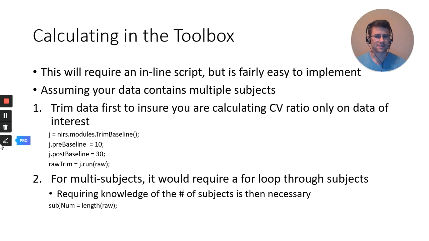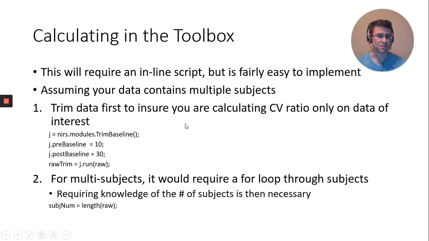In order to run this, you're just going to select j.run or your variable name .run and select it on your data. In this case, our data is called raw. I always output it as a new variable. That way I don't impact my initial data set. In this case, I call it raw trim because I trimmed it, but you don't have to. You can move around this however you feel necessary.